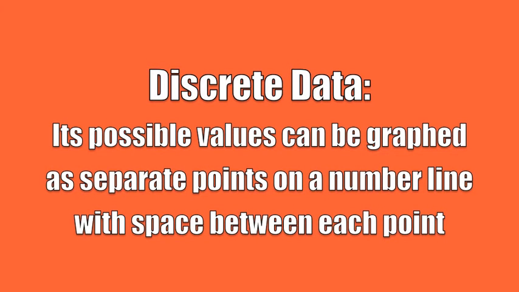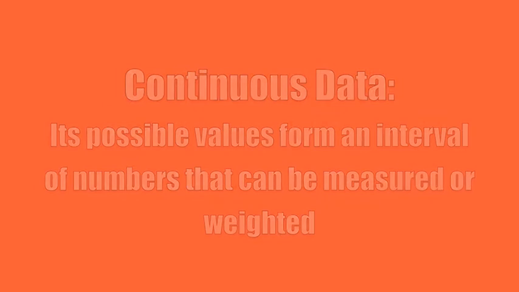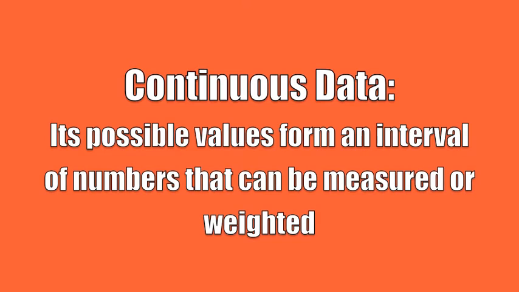When we look at discrete data, its possible values can be graphed as separate points on a number line with space between each point. An easy way to think of it is that discrete data is counted. When we look at continuous data, its possible values form an interval of numbers that can be measured or weighed. An easy way to think of it is that continuous data is measured.